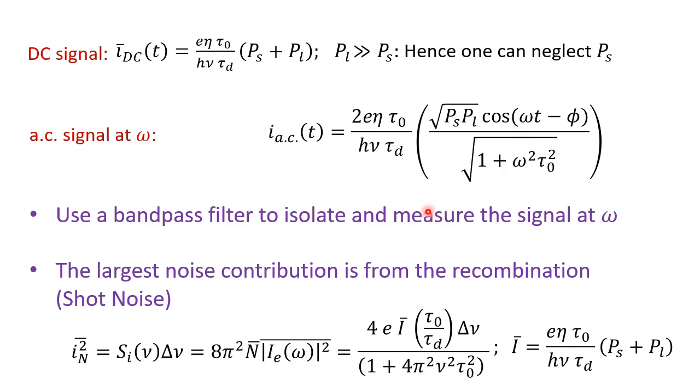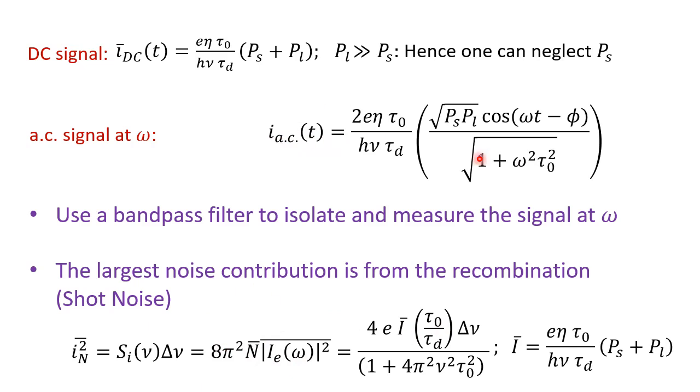So this bandpass filter allows us to isolate and measure the signal about this difference frequency omega. So you see, I can now look at the associated spectral density function, which is centered at this difference frequency, which is precisely 8 pi square n bar times this. Now I just put in everything that I already know.